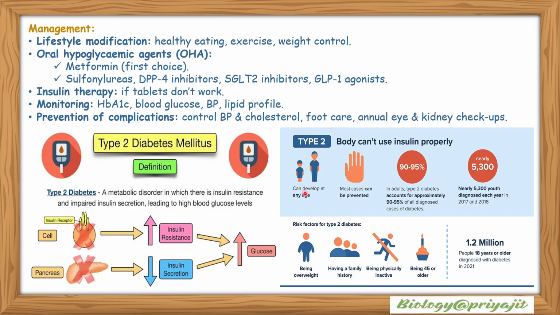Type 2 diabetes can develop at any age. Risk factors for type 2 diabetes: being overweight, having a family history, being physically inactive, being 45 or older. Now, 1.2 million people 18 years or older were diagnosed with type 2 diabetes in 2021.